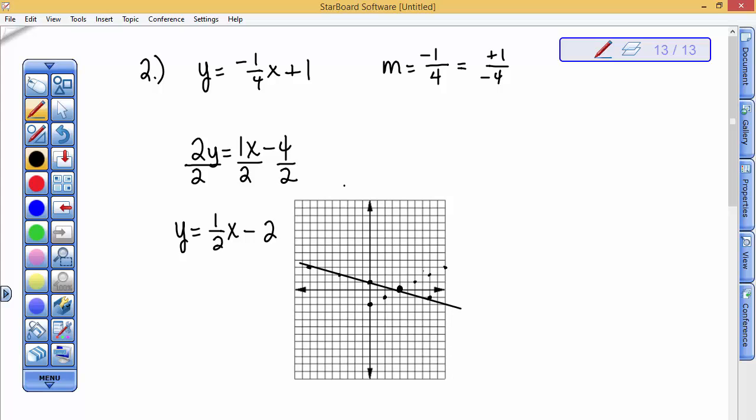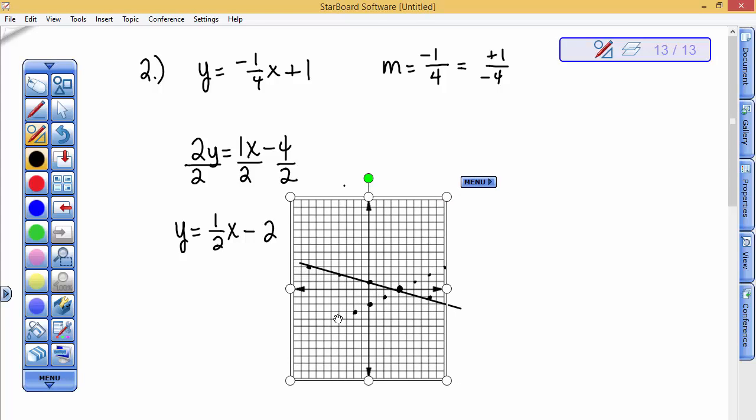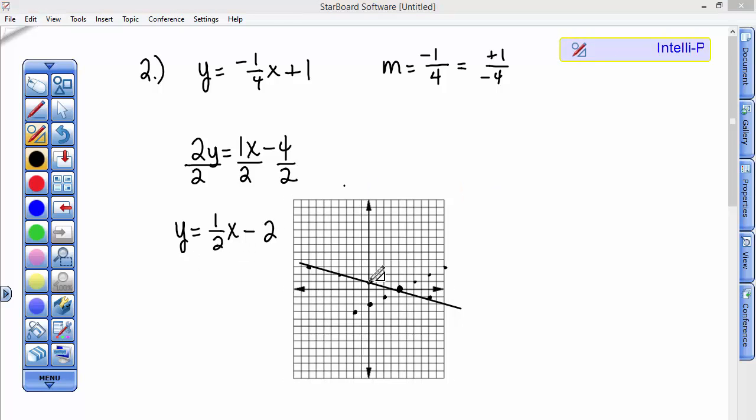I'm going to connect those dots. Oops. Oh my, that's a problem. I think I got it right back where it was supposed to be, so I think I'm all set. So I'll connect those dots, and the solution to this system is where the intersection is of those two lines graphed. And to me, that looks like that's where x is 4 and y is 0.